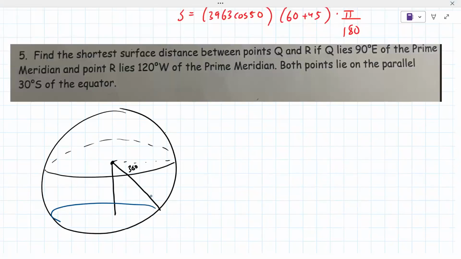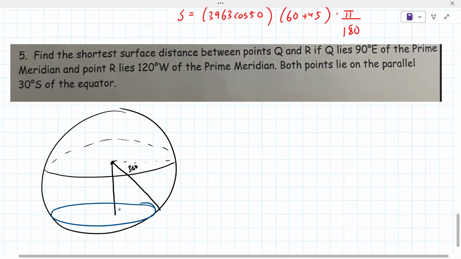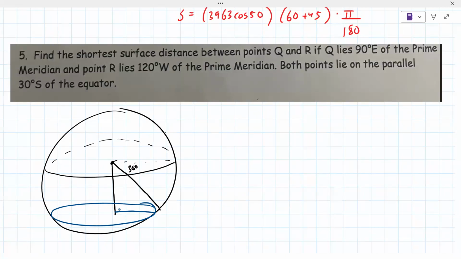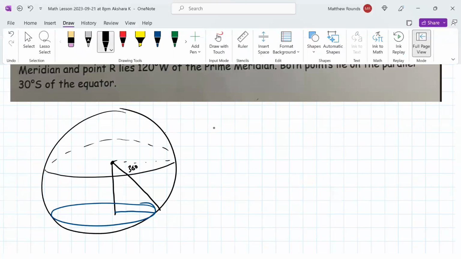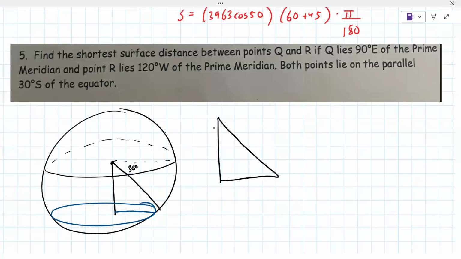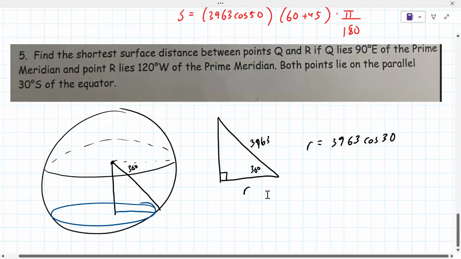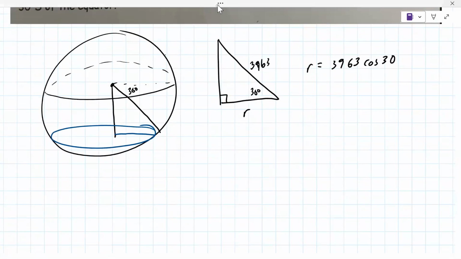I'll do it in blue. We're doing too much red here. So the points Q and R, we'll get to those in a moment. We have to first figure out the radius here. So just like before, another triangle here. So 30 degrees, 3963. You're noticing a pattern here to solve for R. R is 3963 cosine 30. Like we've done that a bunch of times. So that's this blue radius here.